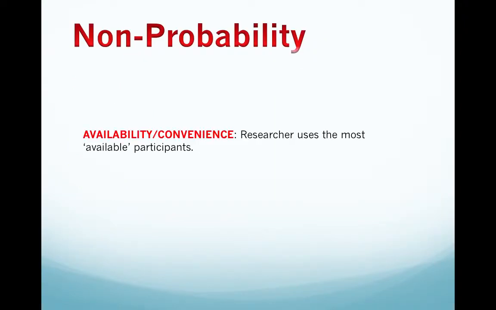The second non-probability sampling method is called availability or convenience sampling. In availability or convenience sampling, the researcher selects participants who are most easily available. With this technique, there is nothing random about how participants are selected. Let's look at an example within our Baylor study.